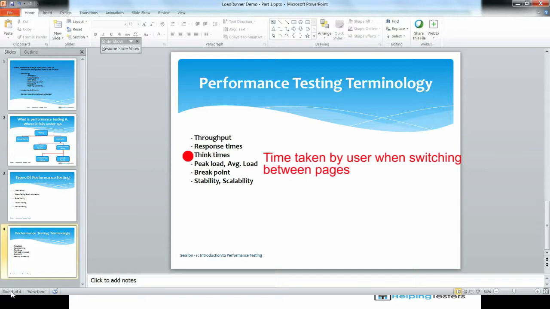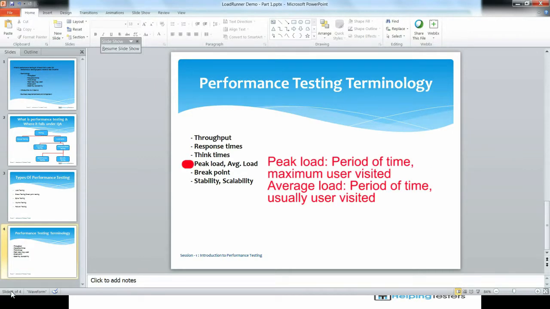Let's say you're shopping. You go to a supermarket, pick items one after the other and put them in your basket. Think time is like going through all the items in the supermarket and thinking about which item to pick and which not to pick. The time gap between picking one item and another is think time. Now let's look at peak load and average load.